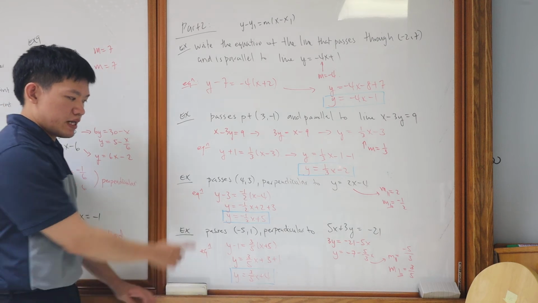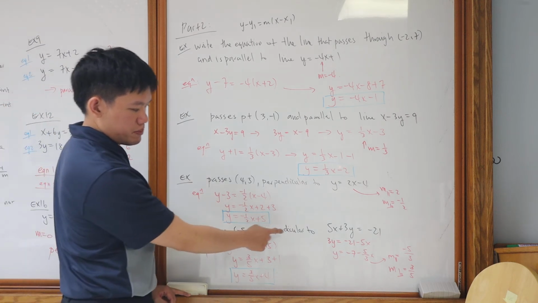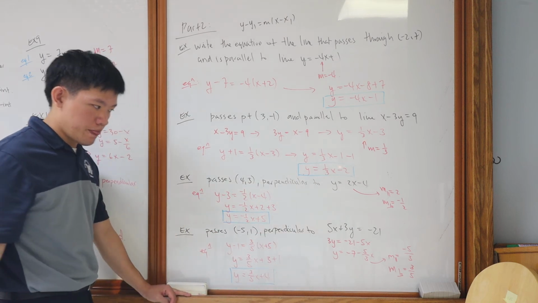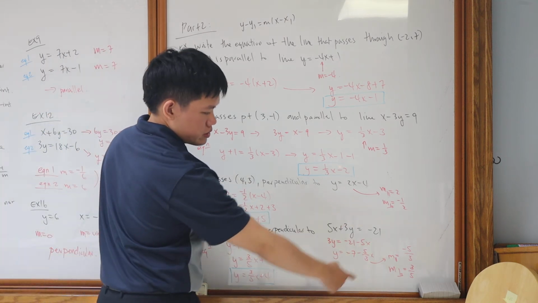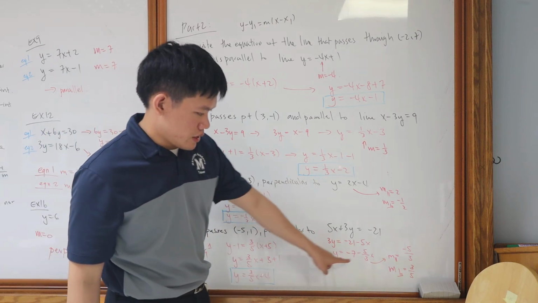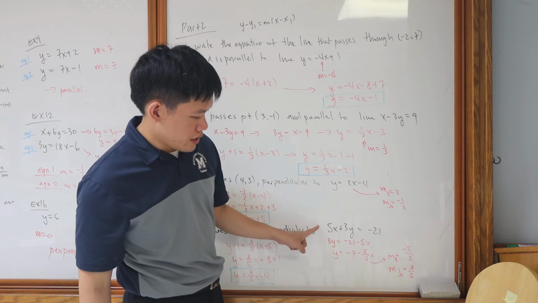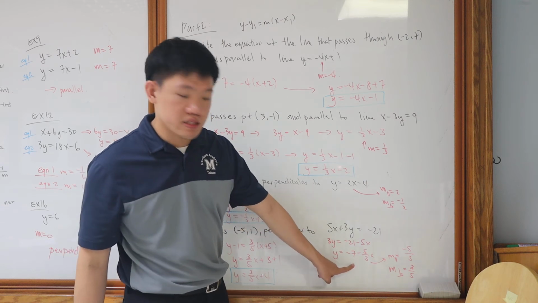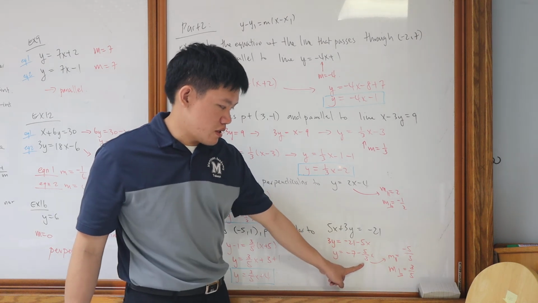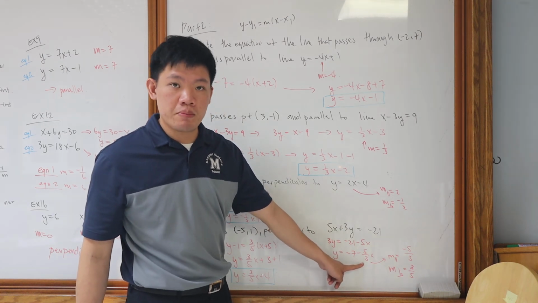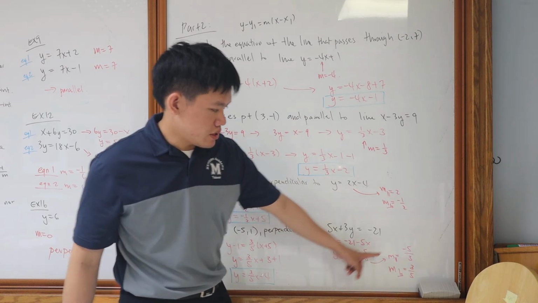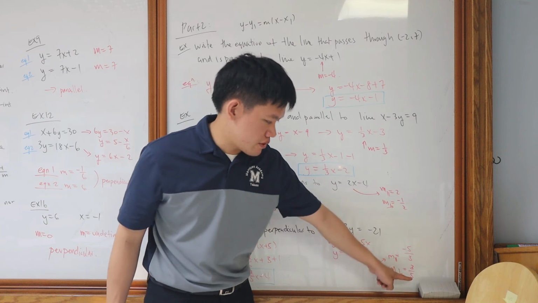Last but not least, the line passes through (-5, 1) and is perpendicular to 5x plus 3y is equal to negative 21. So again, rearrange this equation so it's in slope-intercept form. After doing that, we find that this line can be written as y is equal to negative 7 minus 5/3 x. That means my slope for this line is negative 5/3. So if I want to be perpendicular, it's going to be the negative reciprocal, which is positive 3/5.